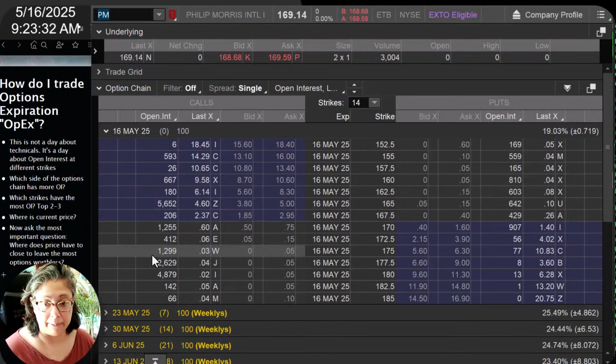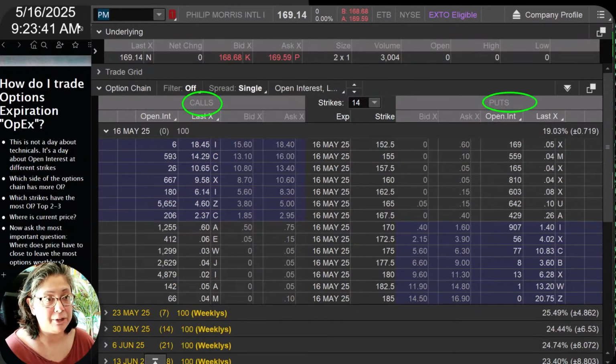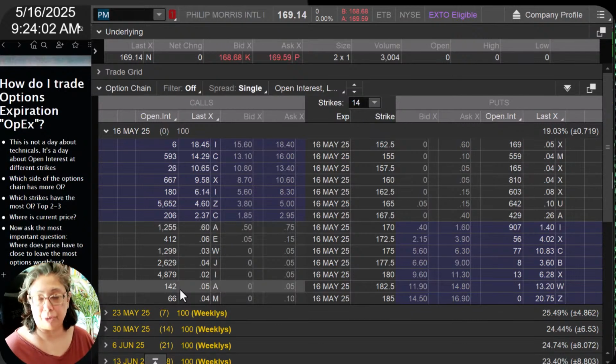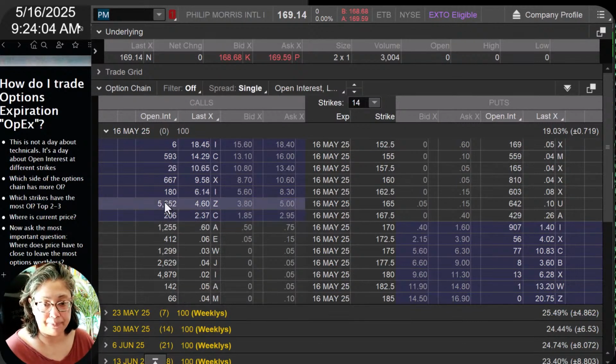Now, here's the bottom line, and this is the most important question to ask about OpEx. Where does price have to close to leave the most options worthless? So it's a two-step process. One, look at all the calls, look at all the puts, and just sort of add up, even roughly. I'm not saying go get the calculator and tally all this, but just at a glance, you can see there's a lot more size, there's more number of contracts on the call side. So this side is my focus. Now I look at the top 2 or 3 strikes in terms of size: 165, 2, 180, and 3, 177.5.